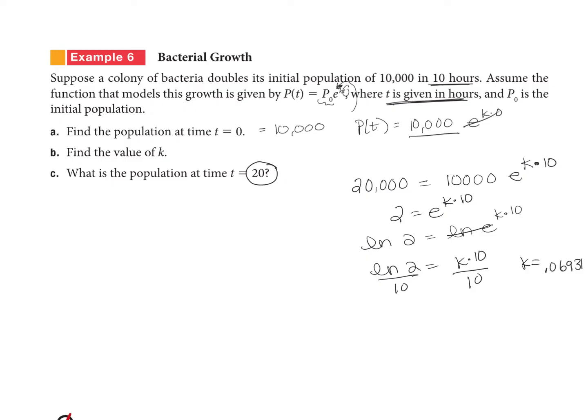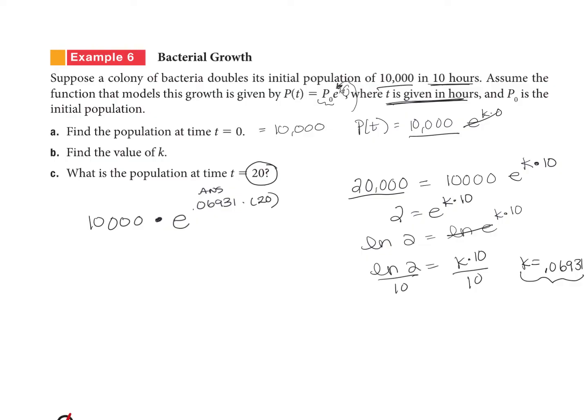All right, now it says, what is the population at time 20? Now, this is interesting because you could just figure this out. It's given in hours. It doubles to 20,000, shouldn't it also double to 40,000 10 more hours after that? Well, let's find out if that's true. So we're going to go ahead and use the full value of k when you plug this in. So I'm going to take 10,000 times e to my k, I'm going to use the full value, I'm going to use my answer key when I type this in, times 20. All right, let's try that out.